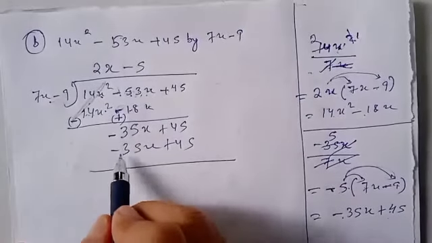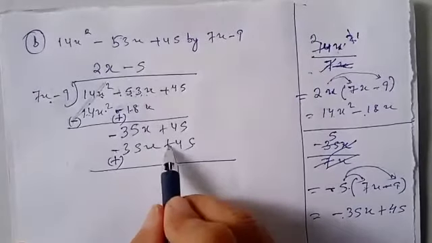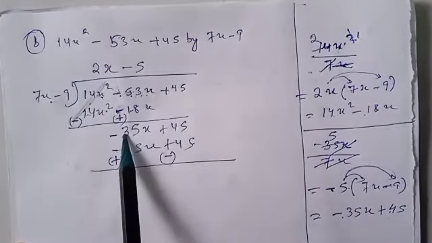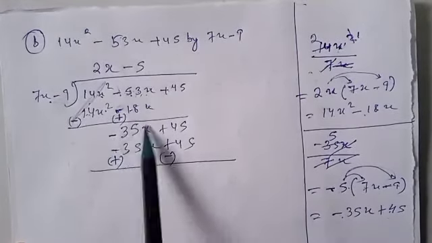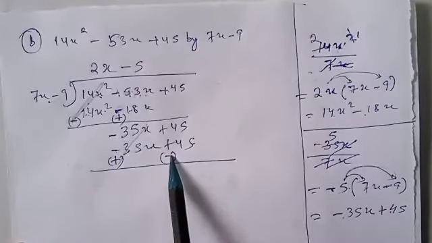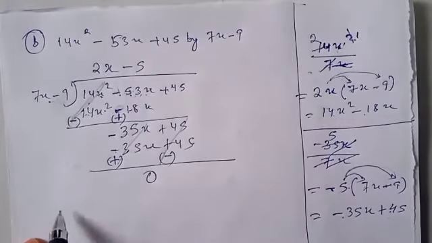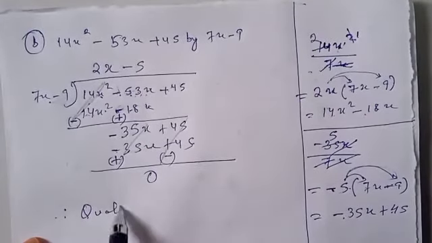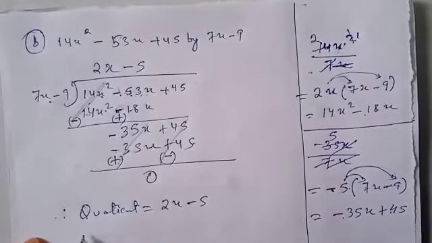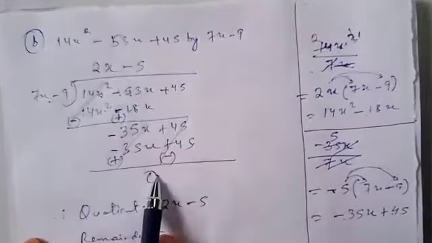After that, you change the sign. 35x this is minus, so change into plus. 45 this is plus, so change into minus, okay? Same value with opposite sign we can cancel, let's check it out. 35x this is minus, 35x this is plus, so we can cancel. 45 and 45 are the same, 45 this is plus, 45 this is minus, same value with opposite sign, this one also we can cancel, right? Nothing remains, remainder is 0. Therefore we can write the quotient is 2x minus 5 and the remainder is 0.